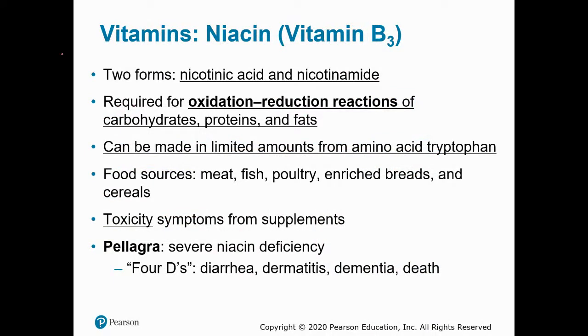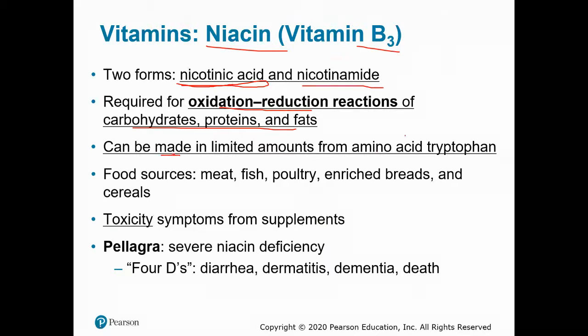All right, vitamin B3 is niacin. So niacin also has a couple forms, nicotinic acid and nicotinamide. Niacin also supports redox reactions, meaning metabolism of all 3 of our macronutrients. We can actually make a little bit of niacin from the amino acid tryptophan. Otherwise, again, we're going to find whole grains, meat, fish, and poultry as food sources.